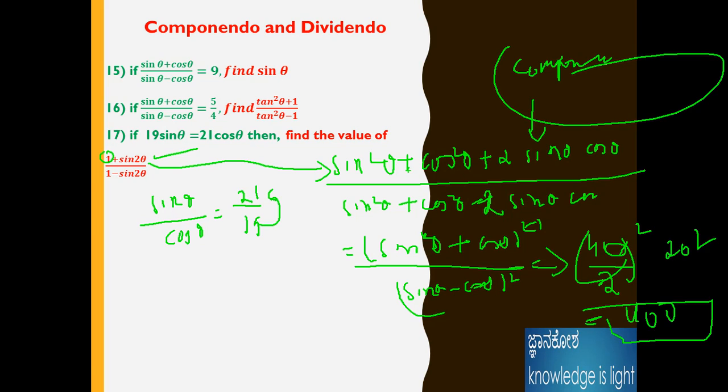One can be written as sin square theta plus cos square theta, and 2 sin theta cos theta is directly written for sin theta plus cos theta, because we already know sin theta cos theta. Sin theta plus cos theta is nothing but 21 plus 19, which by the component method is 40, and sin theta minus cos theta is 21 minus 19, which is 2, because the whole square is present. I directly write the whole square: 20 square is nothing but 400. Okay, fine. Next problem.